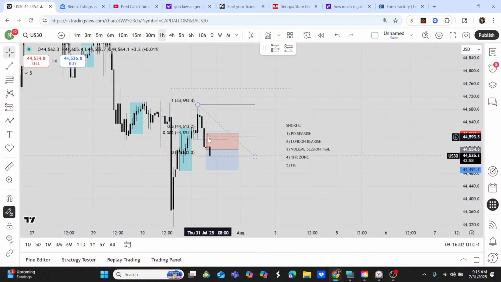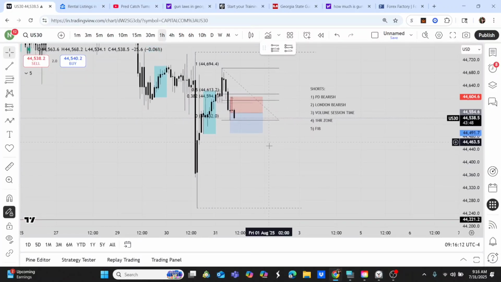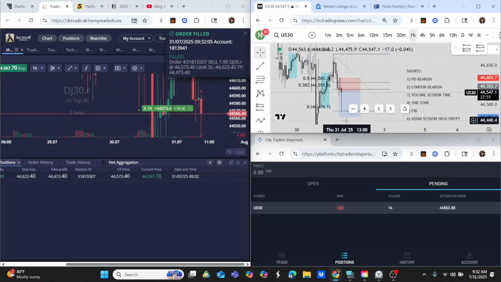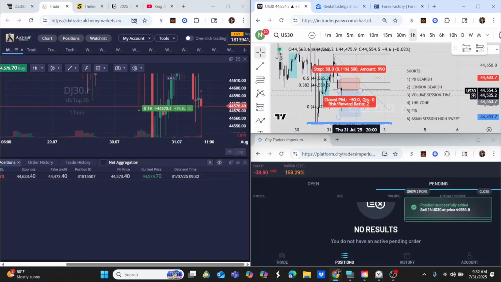It retraced to the 38.2 right here, but we're gonna see for potential targets of the Asian session lows and the previous day's lows. But I don't need the whole move, I just need a 1 to 2 for one account. There we go, I got tagged into the trade.